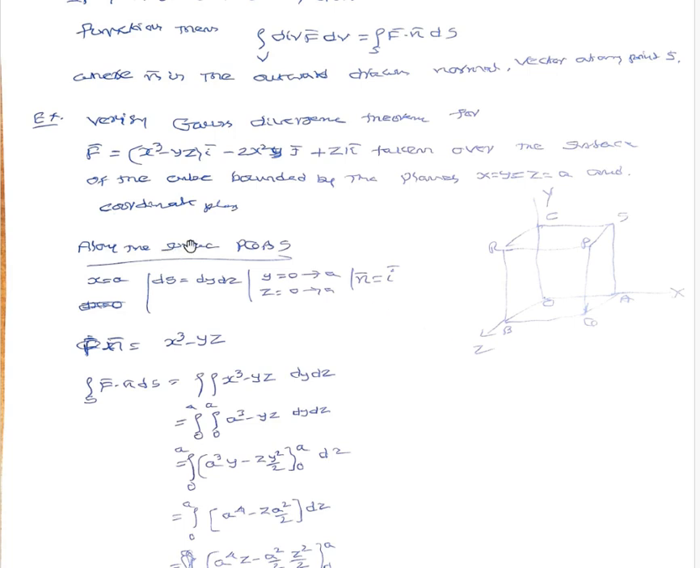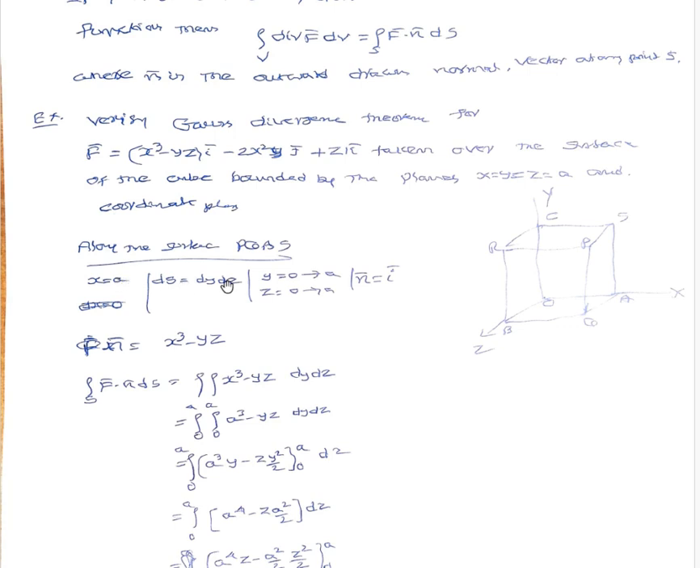So along the surface PQAS, this is the surface. This is parallel to which plane? The YZ plane. The YZ plane equation is what? x = 0. Parallel to x = 0 means x = a. That means whenever you come across x, you have to replace it with a.